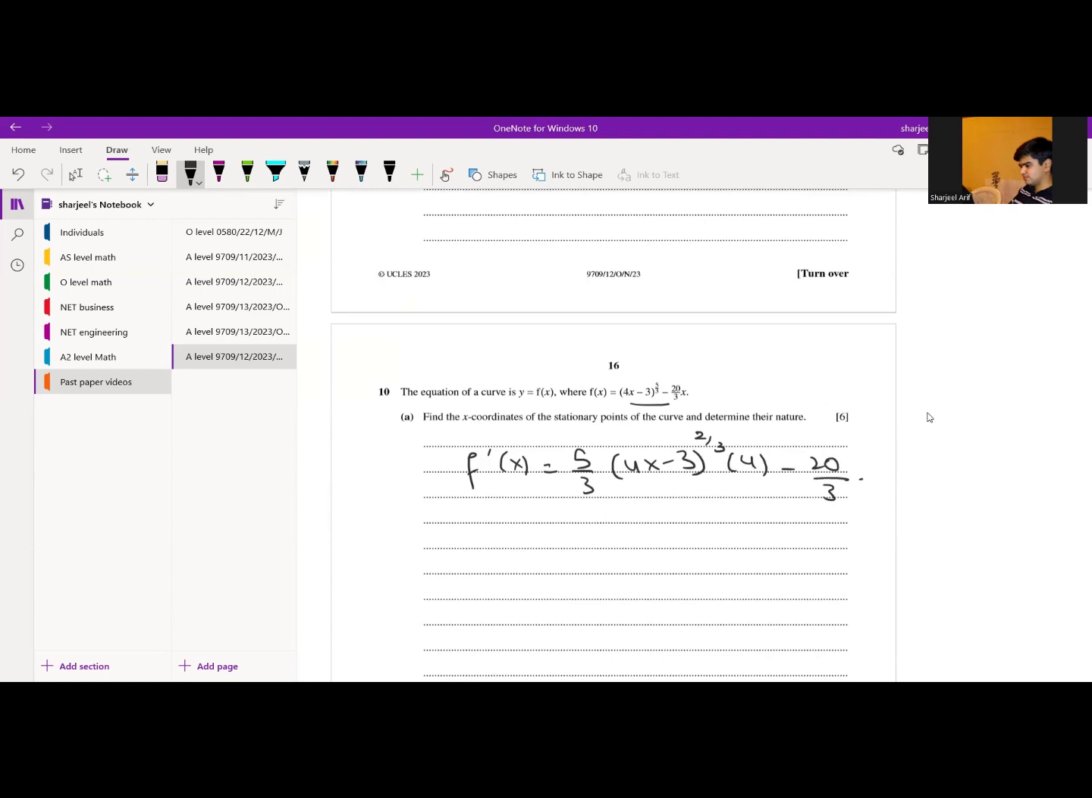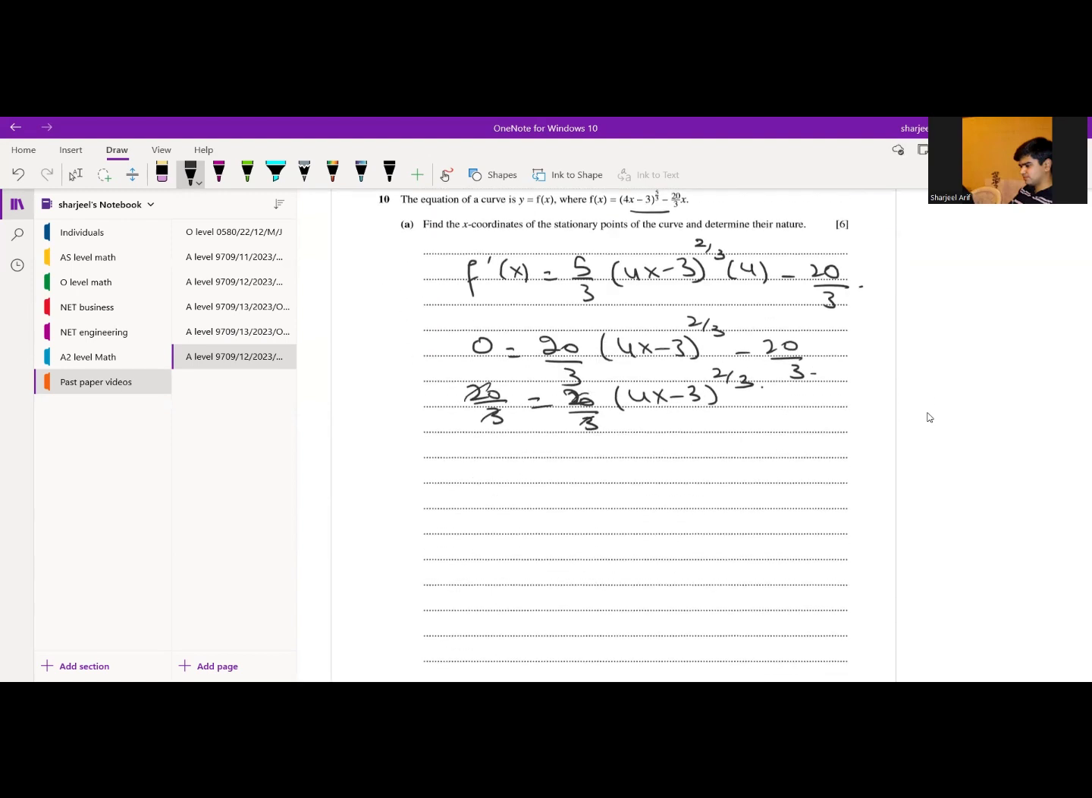We will substitute f dash x equal to 0, and this will be equal to 20 by 3 (4x minus 3) power 2 by 3 minus 20 by 3. We will rewrite as 20 by 3 equals 20 by 3 (4x minus 3) power 2 by 3. We cancel these two. 1 equal to (4x minus 3) power 2 by 3. We simplify it further to get 4x minus 3 equal to 1, and x will be equal to 3 by 4. That will be your one solution, and second one will be equal to minus 1, and x will be equal to minus 1 by 2.